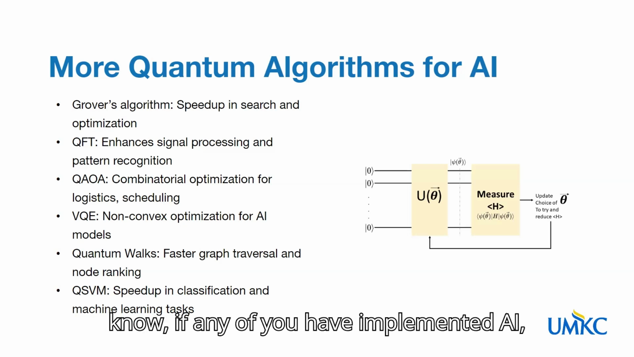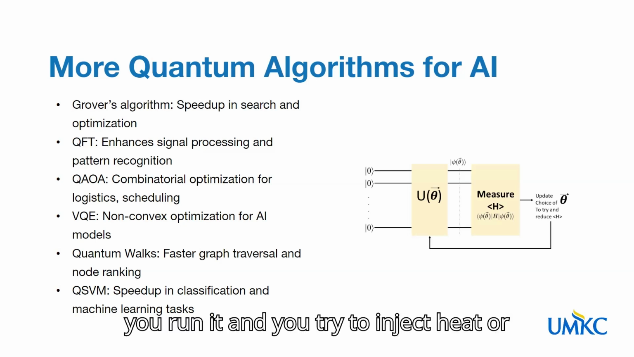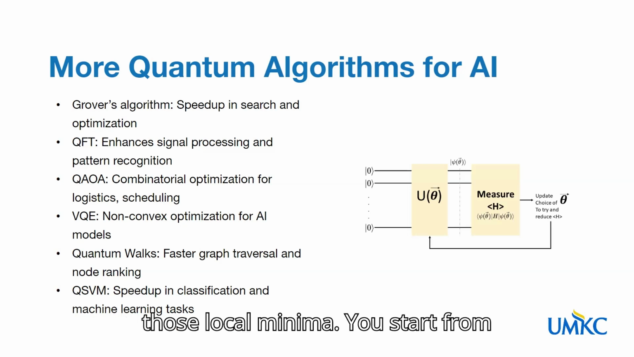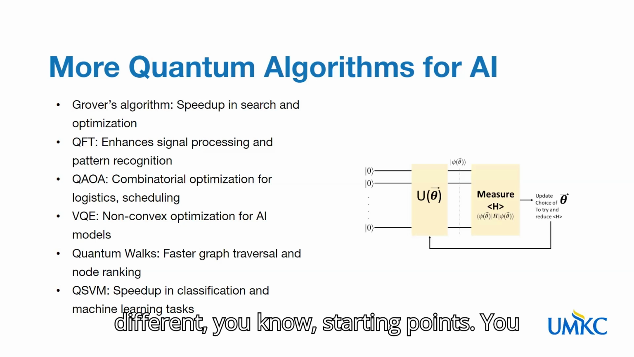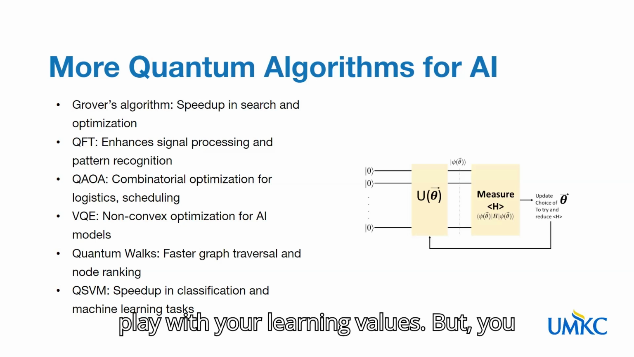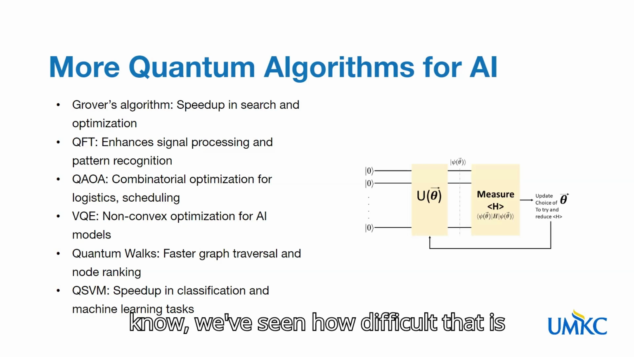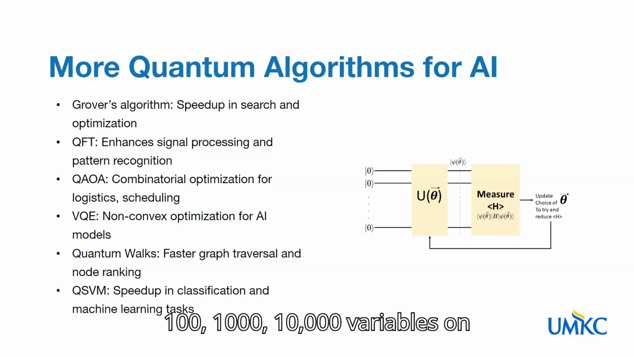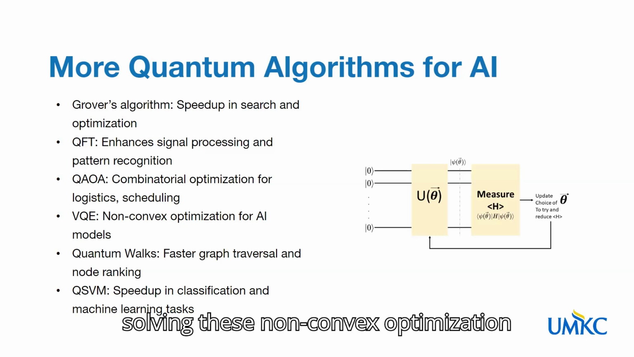And if any of you have implemented AI, you run it, you try to inject heat or noise into the system. That way you avoid those local minima. You start from different starting points. You play with your learning values. But we've seen how difficult that is whenever we start getting 10, 100, 1,000, 10,000 variables on solving these non-convex optimization problems.